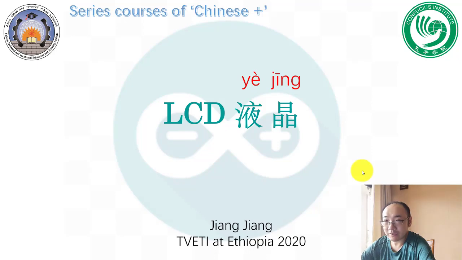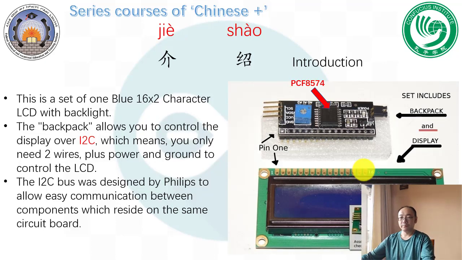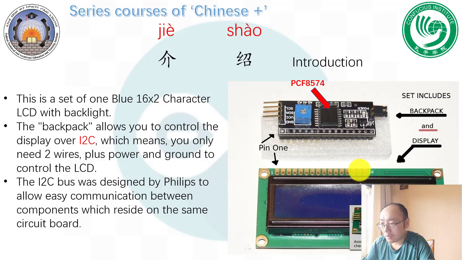Today our topic is LCD. In Chinese is 液晶. How to use 液晶 with Arduino? First, let me 介绍液晶. This is our 液晶 module. This 液晶 is 16 by 2 character LCD with backlight. There is a PCF 8574 I2C control chip.